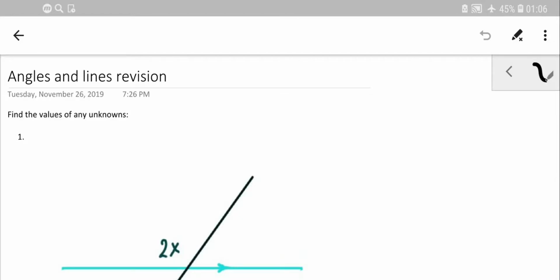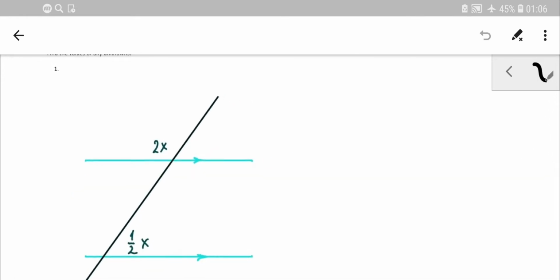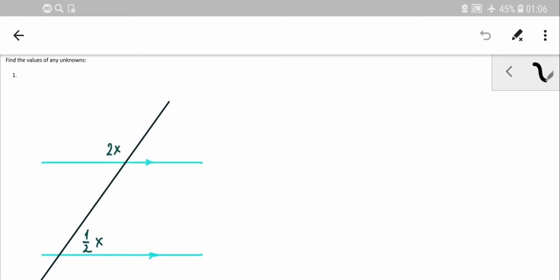Here we go. Angles and lines revision. So in most of the problems, you need to be able to find values of unknowns. Let's have a look at the first problem. It's not so complicated. You have two parallel lines, a second line and two unknowns. Simply x is the single unknown, but you need to find all the angles and finally find x.